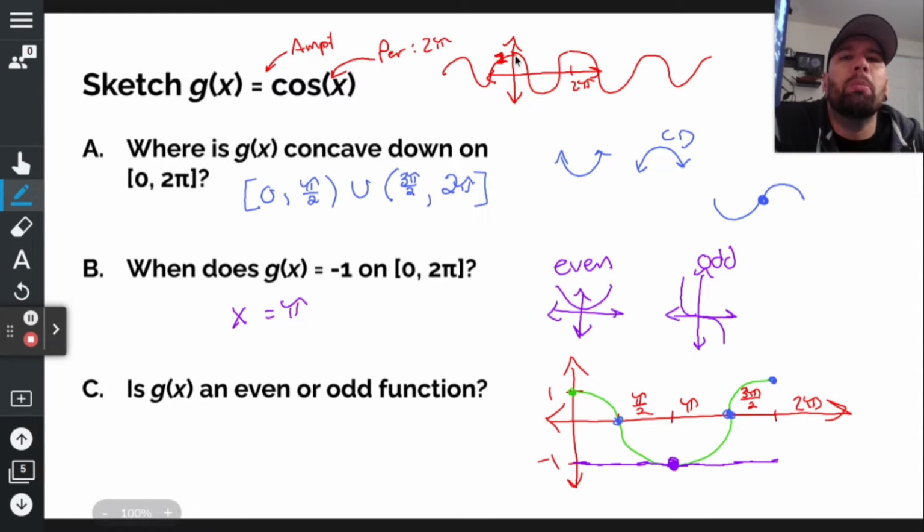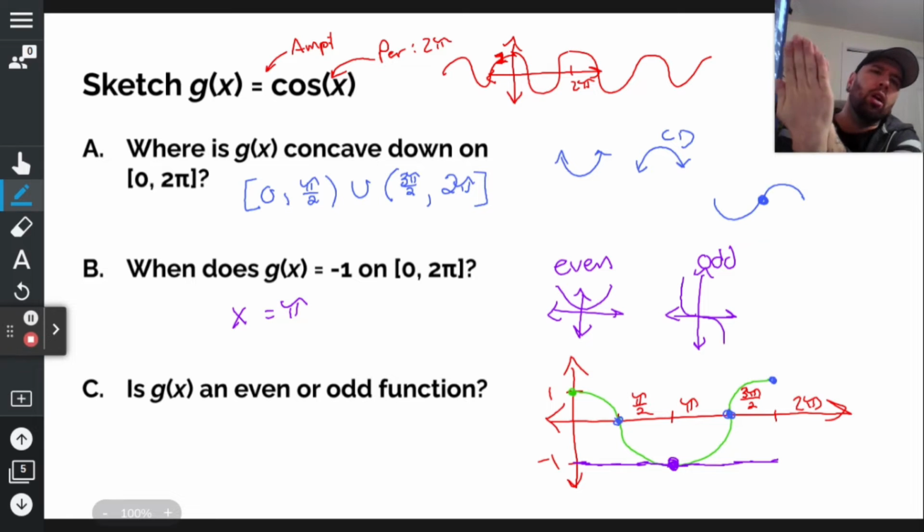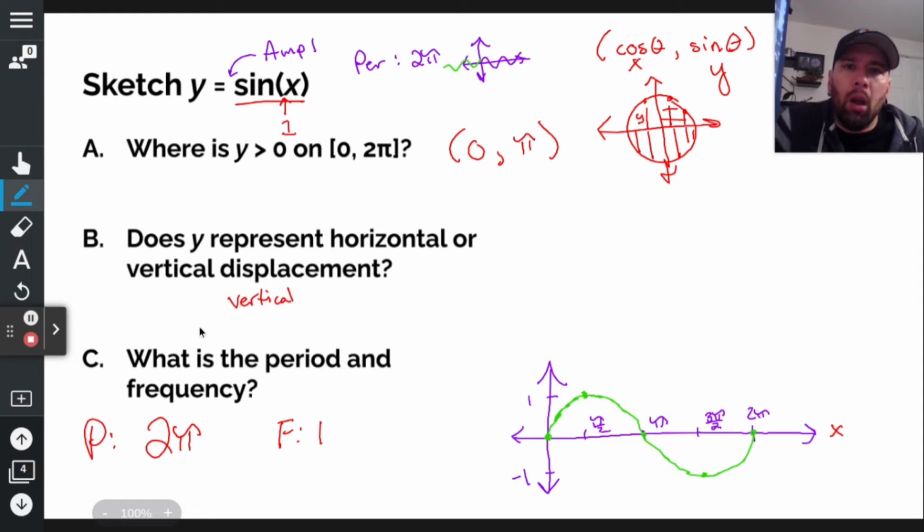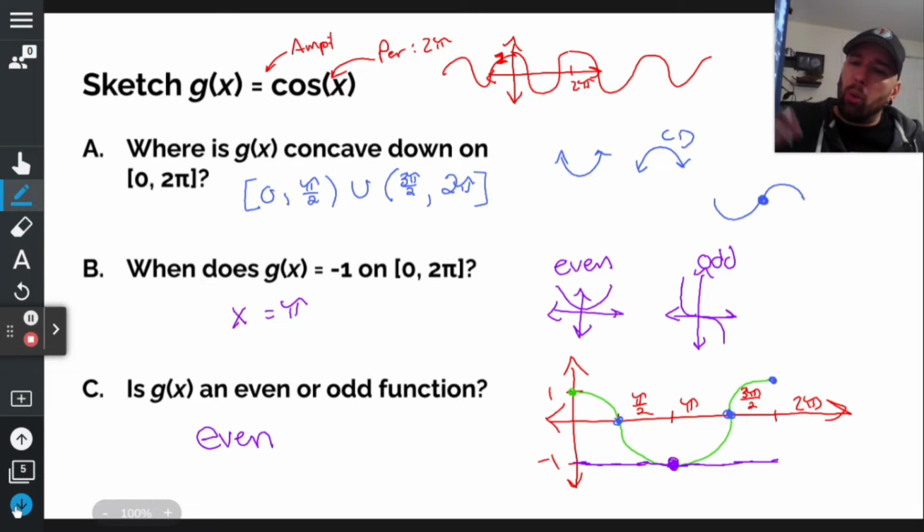It looks to me, and I know my picture is not the best, if I were to cut directly down the y-axis and fold things over, the cosine falls on itself. It folds onto itself exactly. They're mirror images of each other. So cosine, generally speaking, is an even function. If for funsies I wanted to go back here and look at sine in its most natural form, sine is going to be an odd function, because if I were to take this, spin it upside down, I would get the same exact picture.